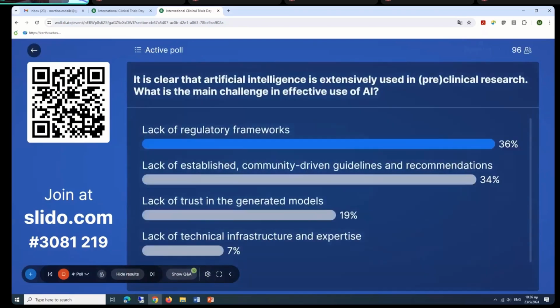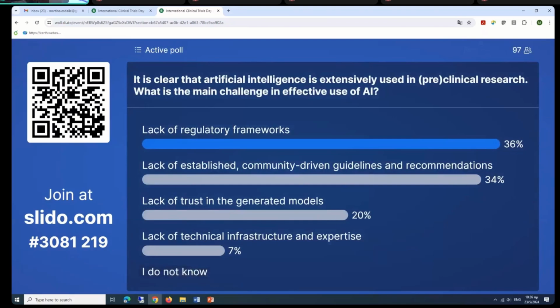Okay, thank you. I'm Sissy Koliva. I am the representative of GSRI in the AOM of Green Eric. And I am a biologist by background, working in the Hellenic Pasteur Institute. So I have to say that, first of all, I voted for the lack of established community-driven guidelines. And I think that the question refers to the preclinical research, not the clinical research.